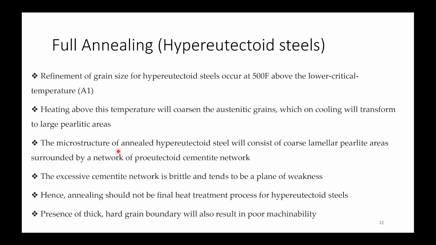The microstructure of annealed hypereutectoid steel will consist of coarse lamellar pearlite areas surrounded by a network of pro-eutectoid cementite. The excessive cementite network is brittle and tends to be a plane of weakness. Hence, annealing should not be the final heat treatment process for hypereutectoid steels, and the presence of a thick, hard grain boundary will also result in poor machinability.